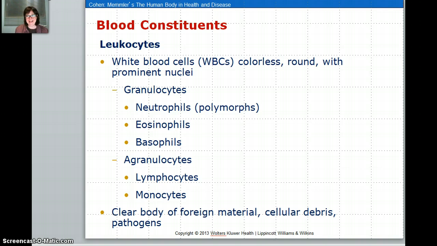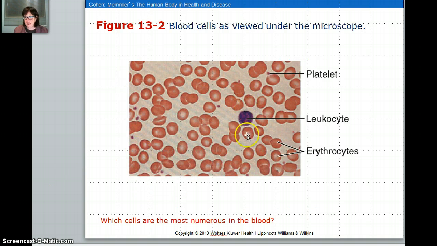When we look at the second type of cells, it is the leukocytes. Leuko means white. Leukemia is a cancer of white blood cells. So the white blood cells are colorless and round with a prominent nucleus. However, they are usually stained in most pictures you see. So the white blood cells are white, but they do have this large purple nuclei.